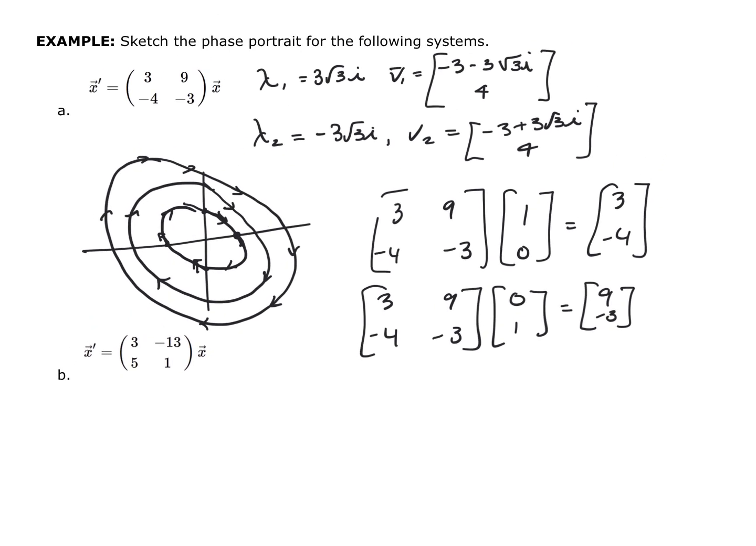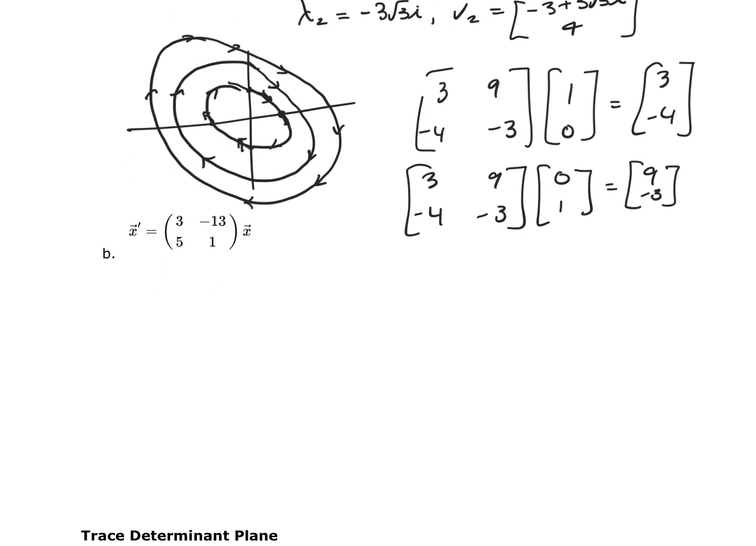Now, all I did for the first example is I really didn't use the lambdas or the vectors necessarily to help me decide how it was going to move, simply because I had no real part. I just had the complex part. I still need to find my eigenvectors and my eigenvalues. I still need to do that calculation, so I'm going to do that really fast, and I'll tell you what these are.